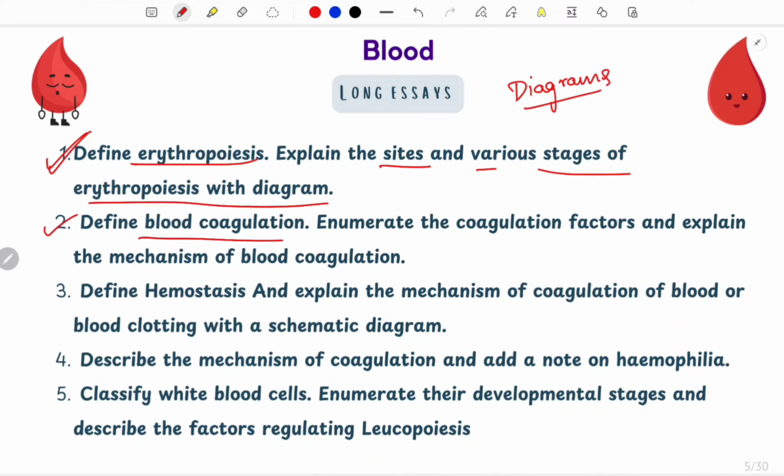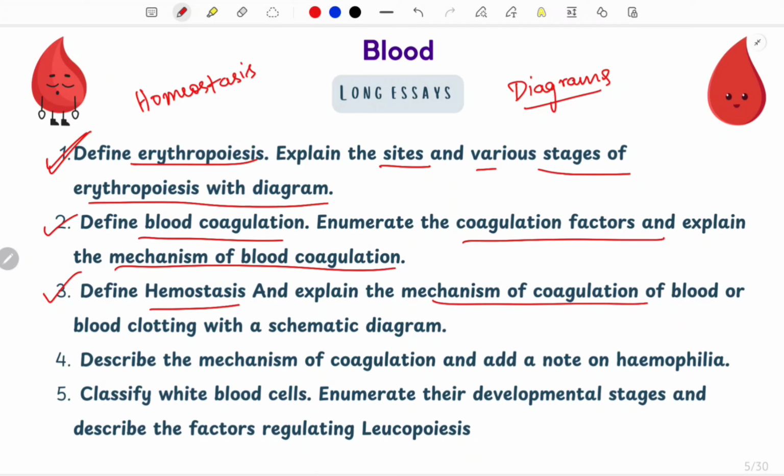Next question can be define blood coagulation and enumerate the coagulation factors and explain the mechanism of blood coagulation. The next one is define hemostasis. In the previous section, it is homeostasis, right? Now here it is hemostasis. These two things are way different from each other. Like from reading the question by excitement or by stress, we might tend to misunderstand these two things and write a whole different answer for this. So be careful while reading this, and also explain the mechanism of coagulation of blood.